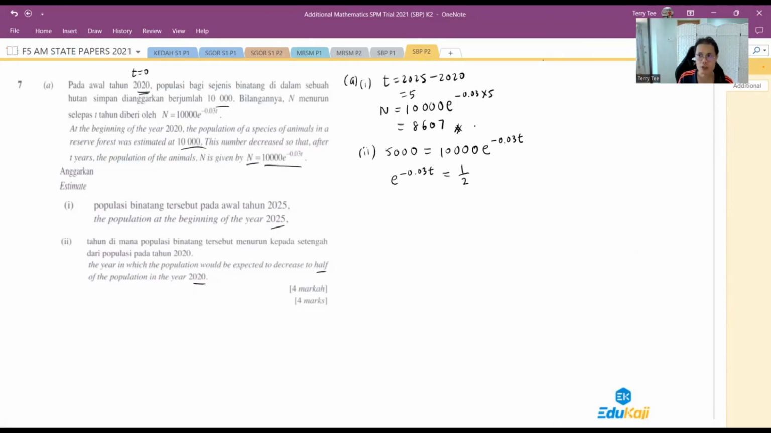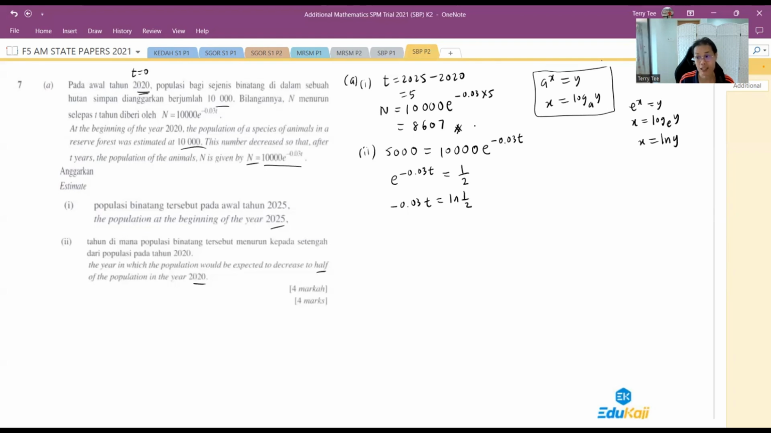Now remember, you know how to change from logarithm to index form or index form to logarithm form. That is, when I say a power x equals y, in logarithm form, we say x equals log base a of y. It's just that this is in the normal general form, general base. If you have e power x equals y, we say x is log base e of y, and log base e is just ln, so x is ln y. So let's write negative 0.03 t equals ln half.